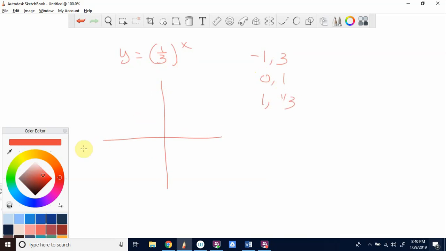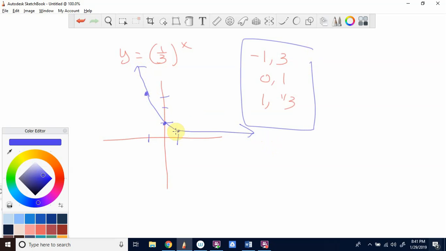Let's go and graph that and see what it looks like. So (0, 1), (-1, 3), and then (1, 1/3). Do you see the graph? It just goes the other way. All right, so something is exponentially decaying. You can make a table with a bunch of numbers, but as long as you give me these 3 points, I'm good. So the domain is still all real numbers. The range is still y greater than 0, and the asymptote is y equals 0. Now let's look at B.